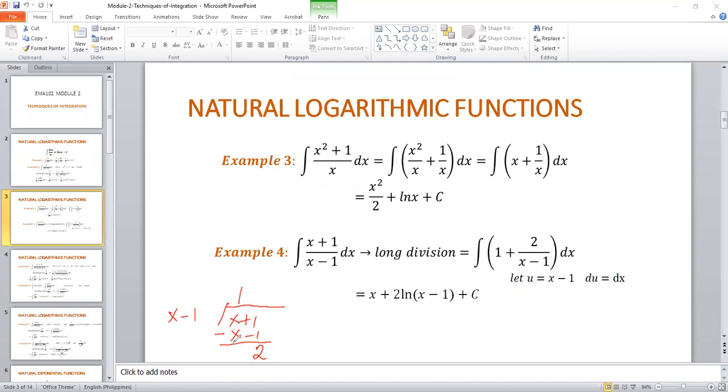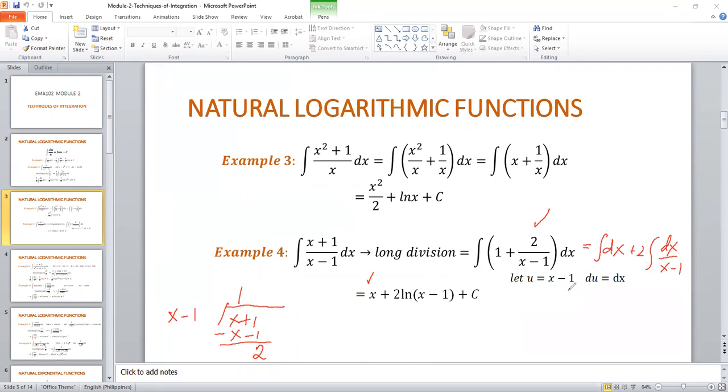This 2 is the remainder. So you see here a 2 over x minus 1, because the way we write a remainder is we divide it by the divisor. This one is this one here. Then you just process the integral. So if you distribute, you will have the integral of dx for this, and the other one is 2 times the integral of dx over x minus 1.